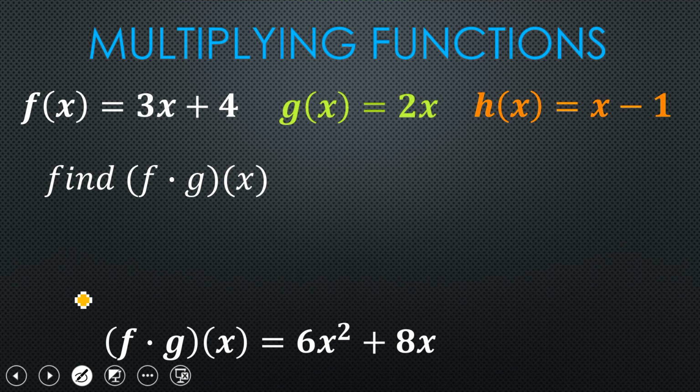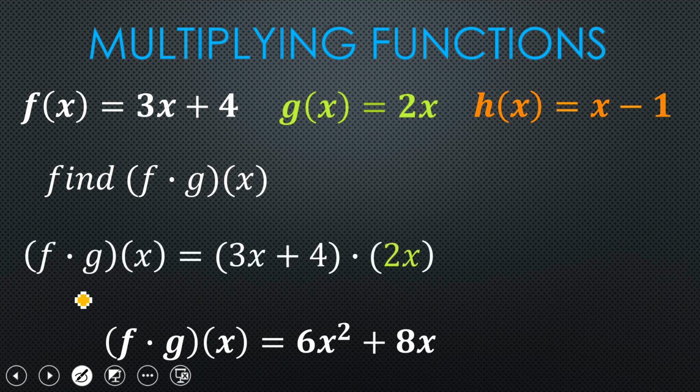Okay, now in this case we have what we call a monomial and a binomial, and we're going to multiply them together. So basically you're doing distributive property, 3x times 2x, and we're going to do 4 times 2x. And we get 6x squared plus 8x is equal to f dot g, or f times g.